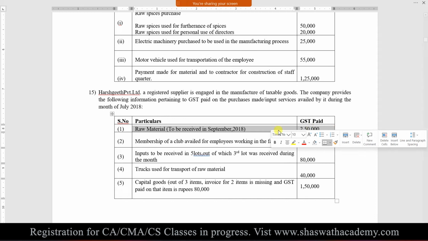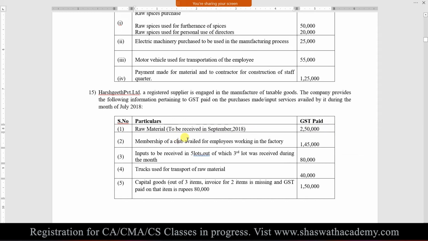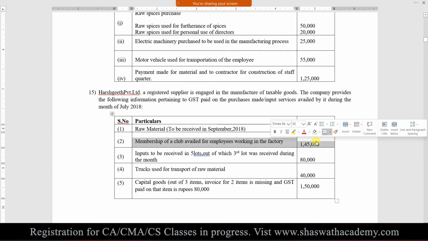Okay, my dear. Membership of a club availed for employees working in the factory, 1.45 lakhs. My dear, depends on the assumption. This will go.